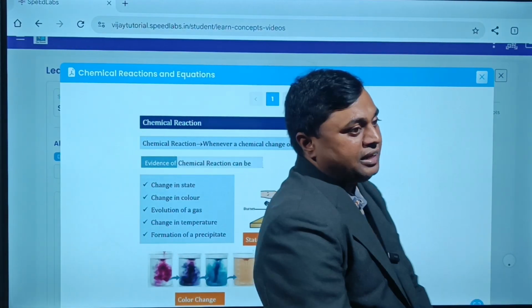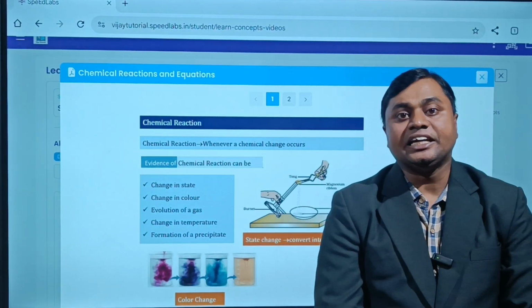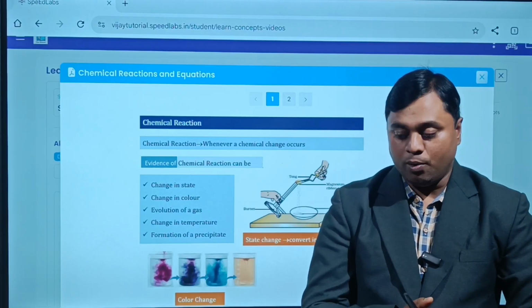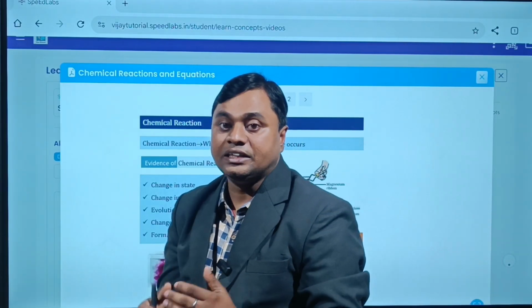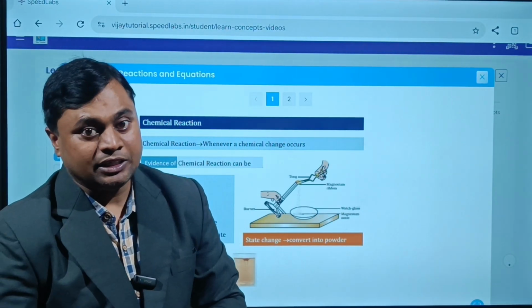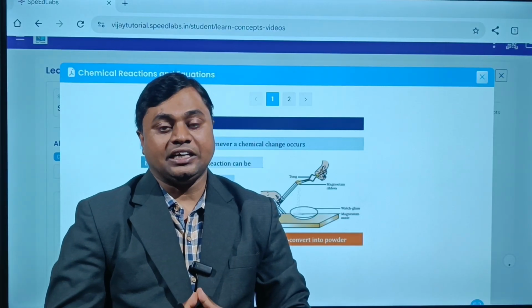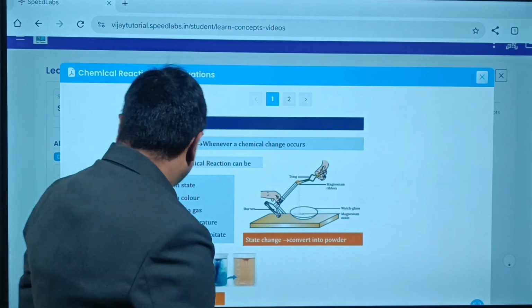When we talk about a chemical reaction, it is a chemical change. Generally in a chemical change a new substance is formed. So how can you say that a chemical reaction has taken place? By seeing its characteristics only we can say the chemical reaction has taken place. So let's start.